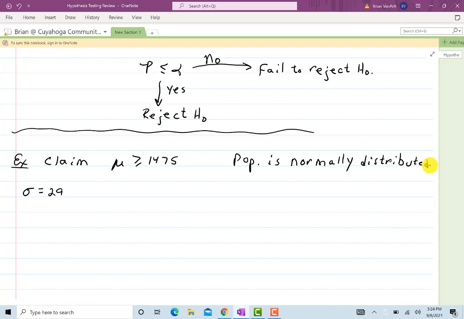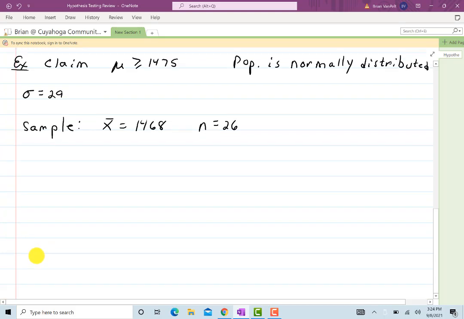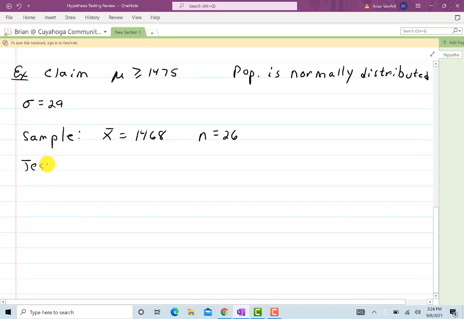I have a sample that looks like this. The mean of that sample was 1468. And the number of people, or the number of items in the sample, I don't really know what this was, equal to 26. So what we want to do is test the claim at alpha equals 0.07. All right, so the first thing I'm going to do is called the classical method.